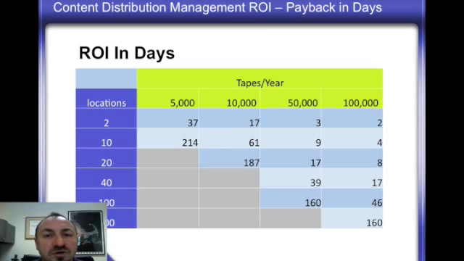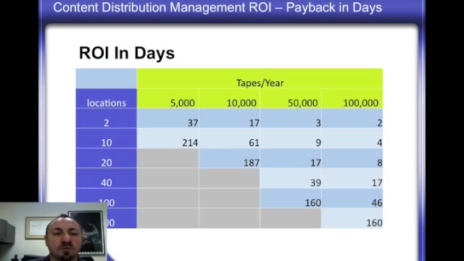So I wanted to take a look at and show you the elasticity of the ROI. So look at this chart here. This is payback in days, not years, not months, not weeks. These are days. So if you've got 2 locations and you're shipping 100,000 tapes per year between those 2 locations, your payback time is 2 days, believe it or not. So that's kind of an ideal situation. Location A, location B, and moving content between them, 2-day payback.